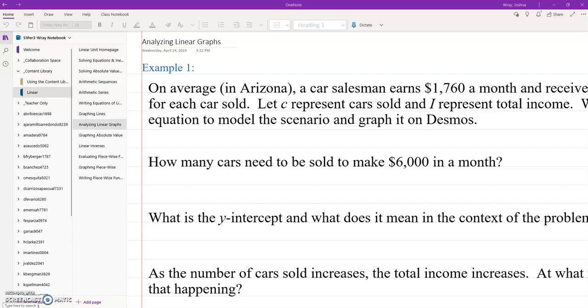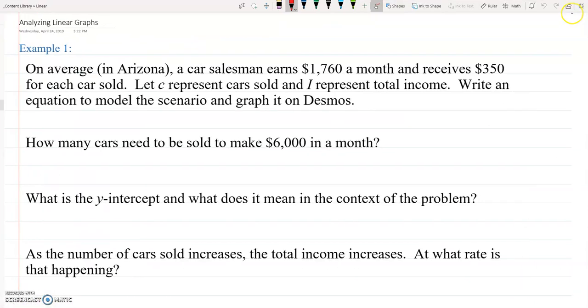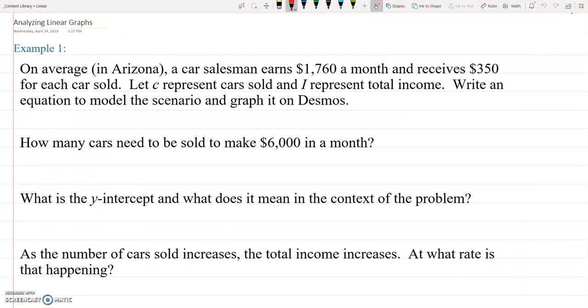Analyzing linear graphs. Okay, example one. One thing I love doing when we do problems on money is I try to make them as realistic as possible. So both examples that we're doing today are realistic. I looked these numbers up online. So on average in Arizona, a car salesman earns $1,760 a month and receives $350 for each car sold. We're going to let C represent cars sold and I represent total income.